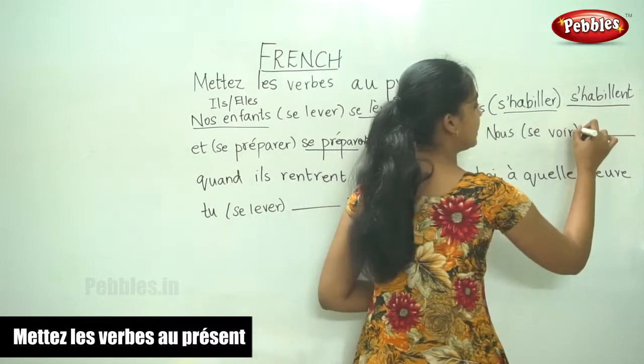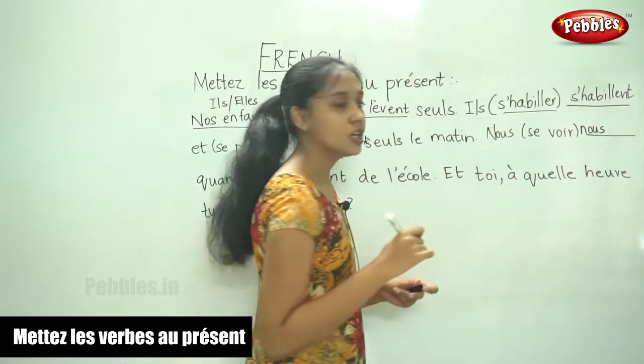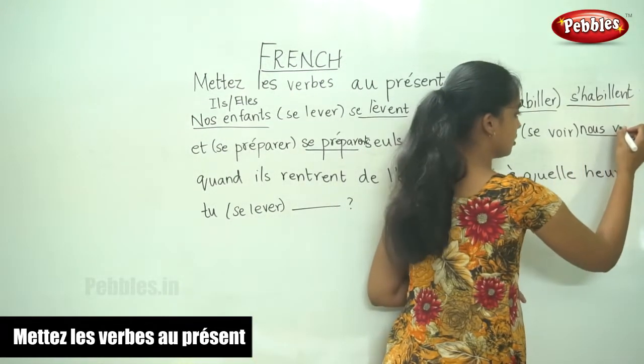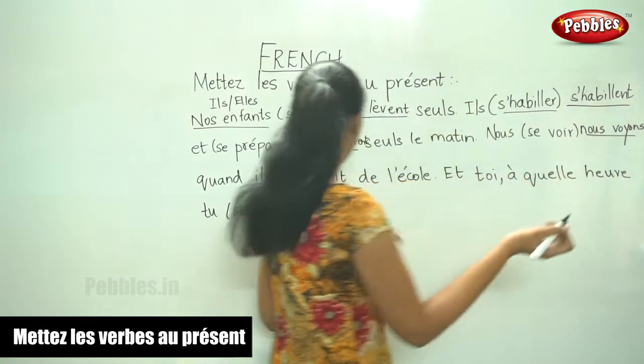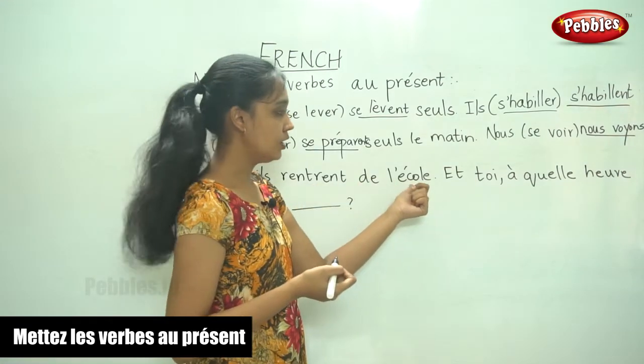Nous, and the verb given is se voir. For nous, again the reflexive is nous, and for voir, the nous conjugation is voyons. Nous voyons quand ils rentrent de l'école.